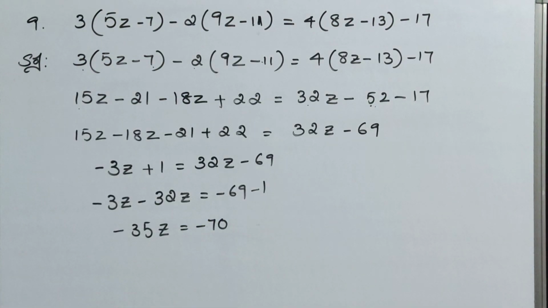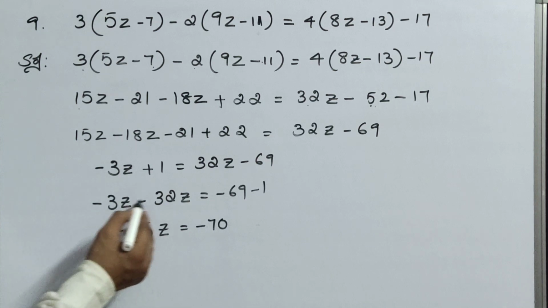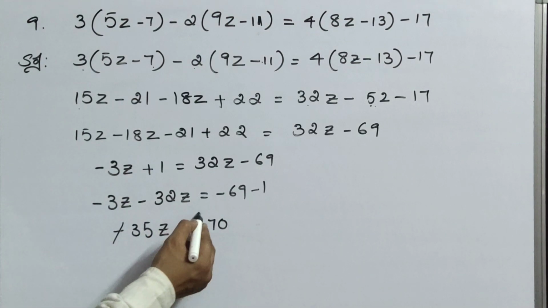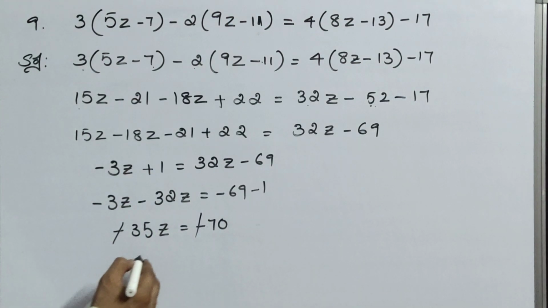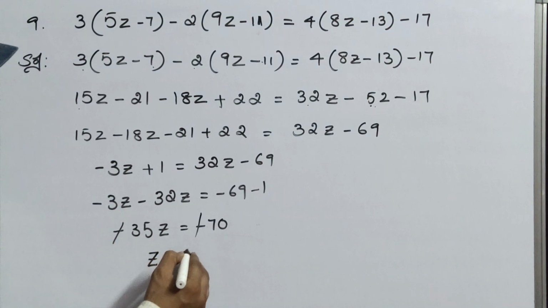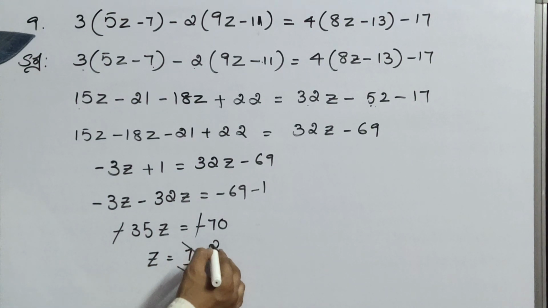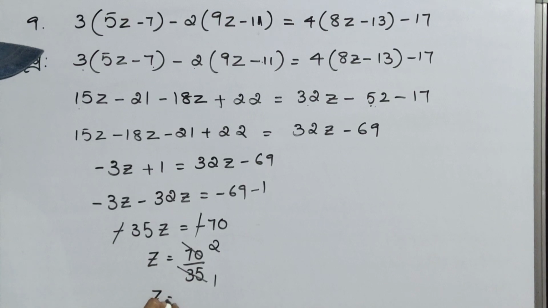Okay? Is it clear, children? 32 plus 3 is 35, and minus 69 minus 1 is minus 70. Minus minus can cancel directly like this. So z equals 70 by 35. So in the 35 table, directly 70 will go. 35 ones, 35 twos. So z equals 2. So your answer is 2.